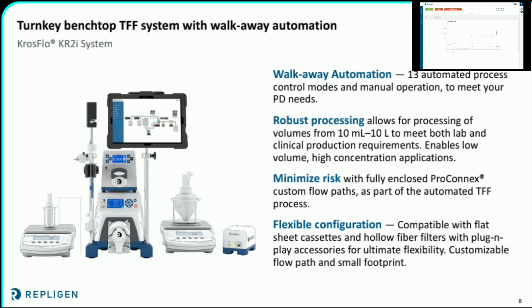So here's just a few quick highlights for those that are not familiar with the KR2i KrosFlo system itself. The system itself was built to have walk-away automation with about 13 automated process control modes and manual operation for basically process development. It's got a very robust processing dynamic range, going from hold volumes down to about 10 mils up to handling about 10 mils of initial feed volume.